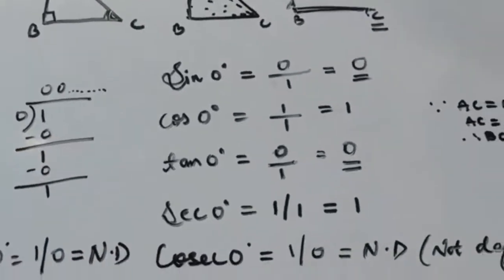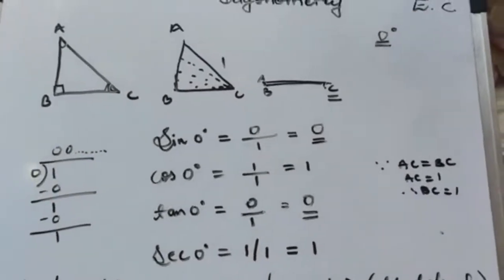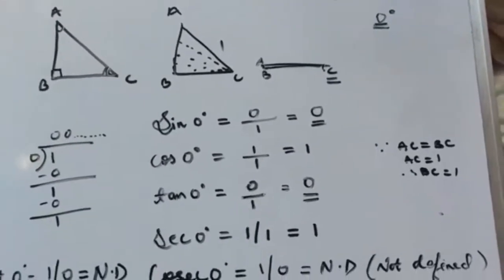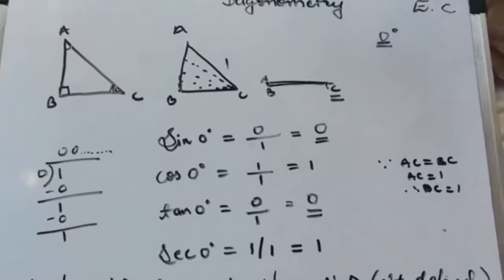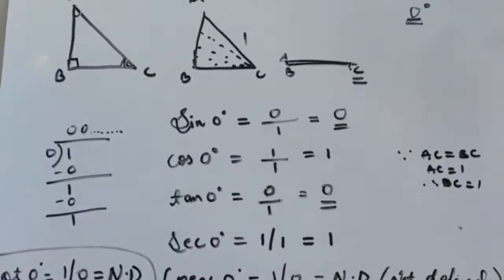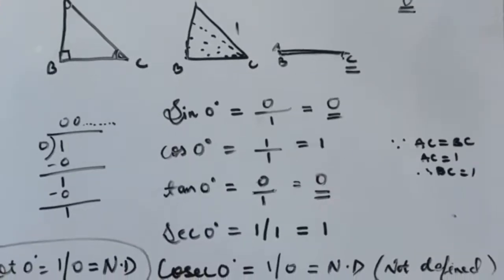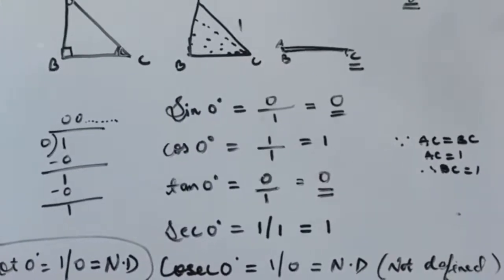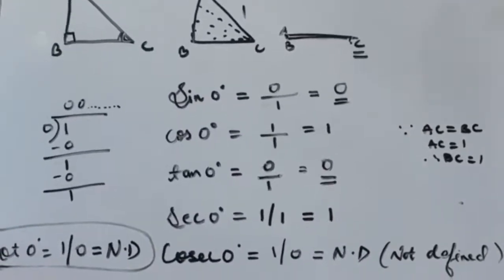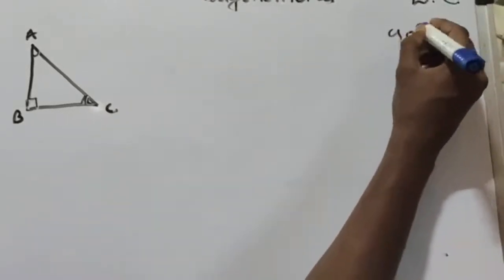Any doubts? Okay. So let's move on towards finding the values of trigonometric ratios. Let's move forward towards finding the values for our trigonometric ratios at 90 degrees.